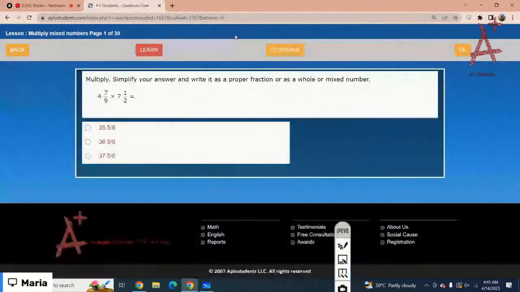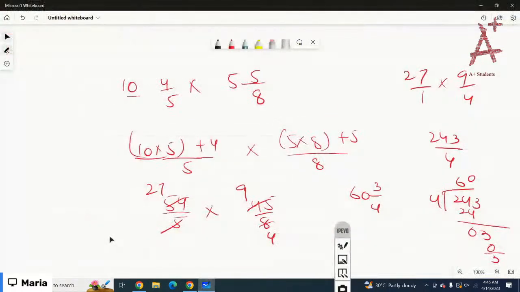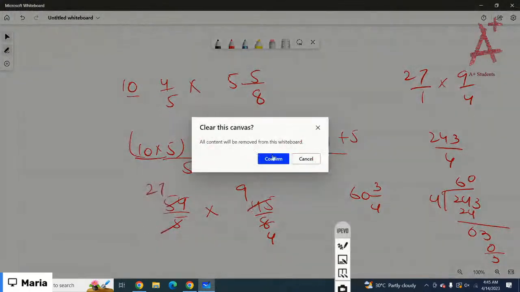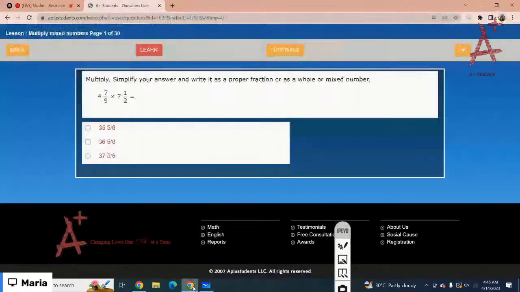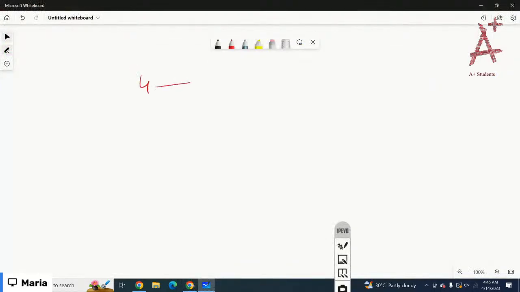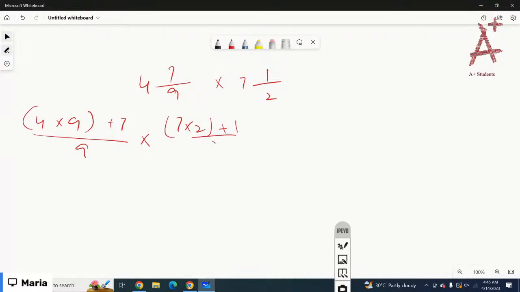Okay, the first one is 4 whole 7 over 9 times 7 whole 1 over 2. Now let's convert them into improper fractions. So you need to do 4 times 9 plus 7 over 9. Then you have to do 7 times 2 plus 1 over 2.